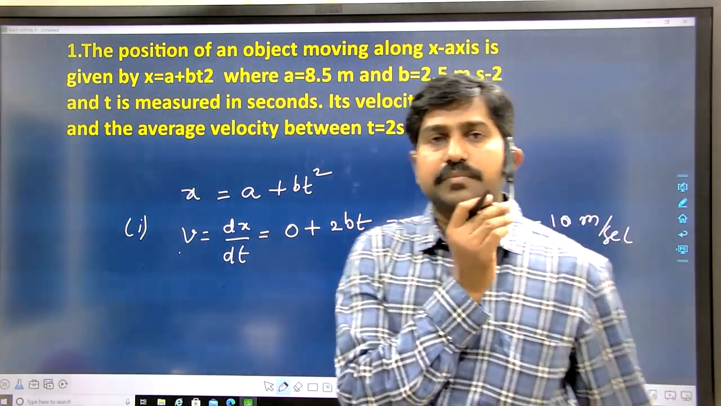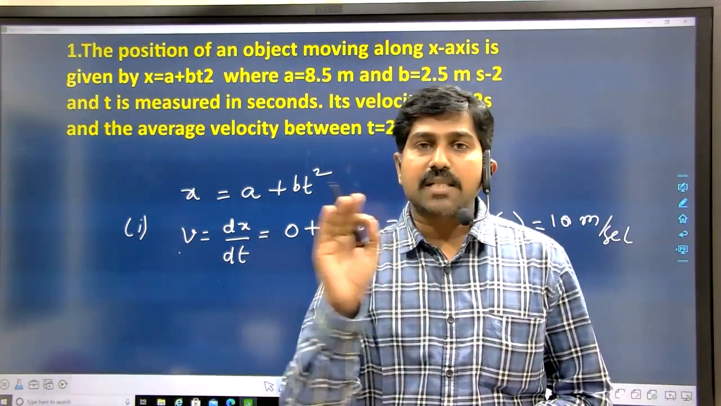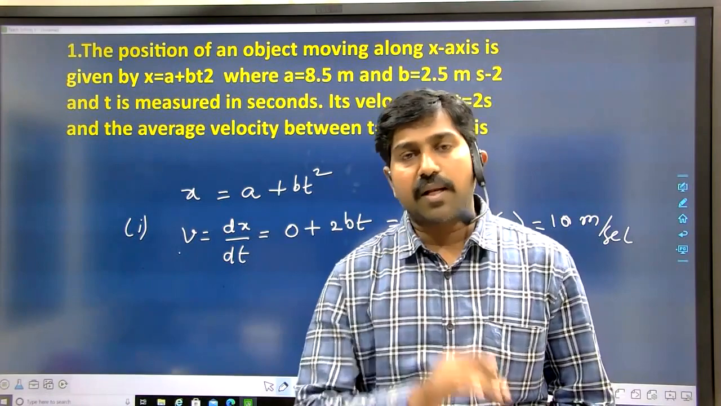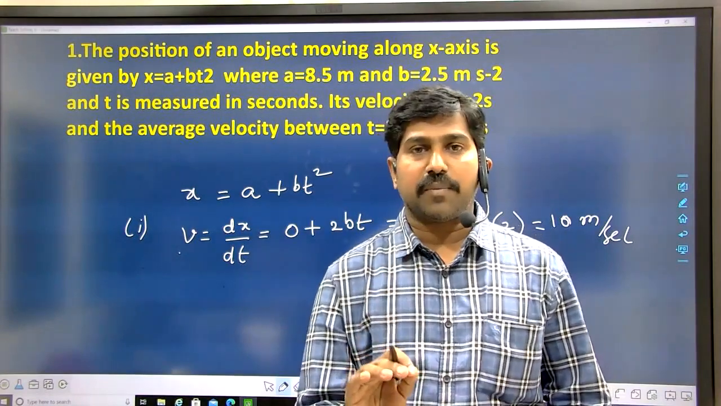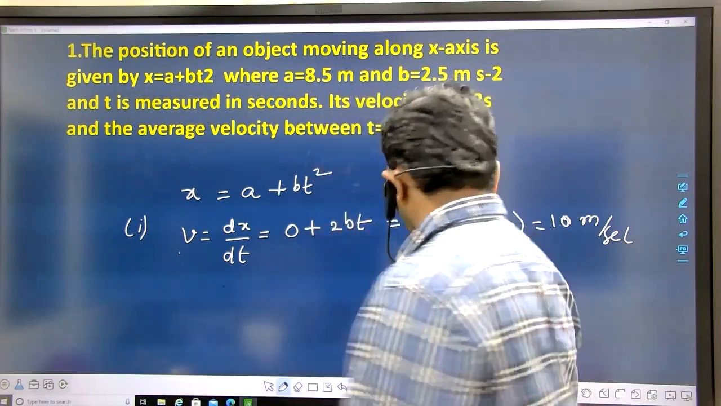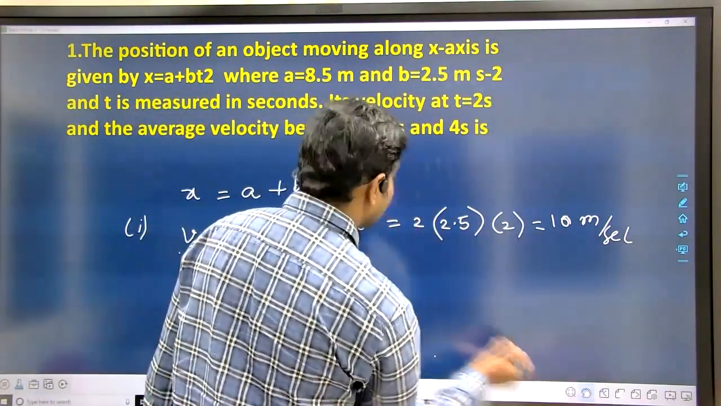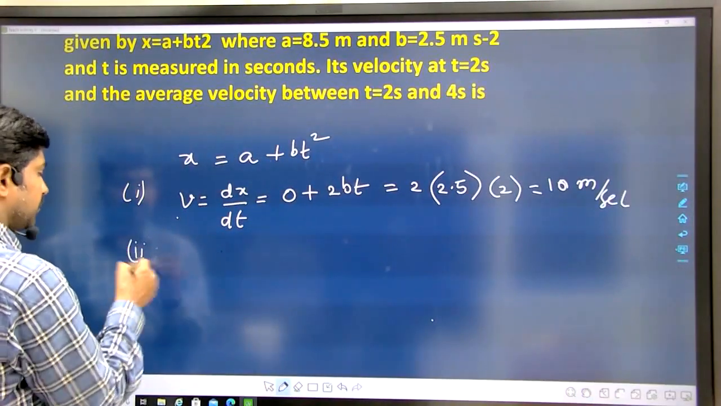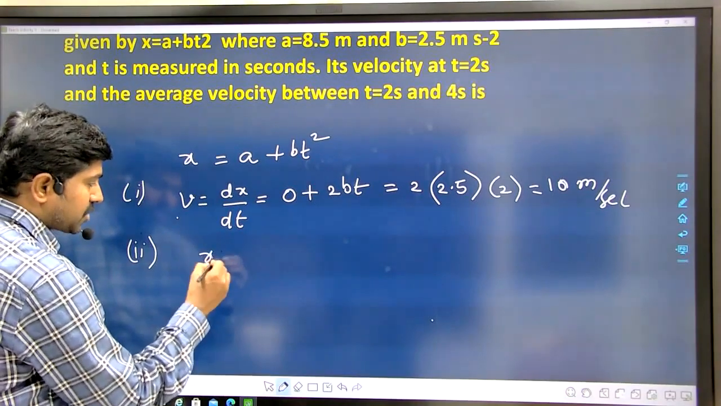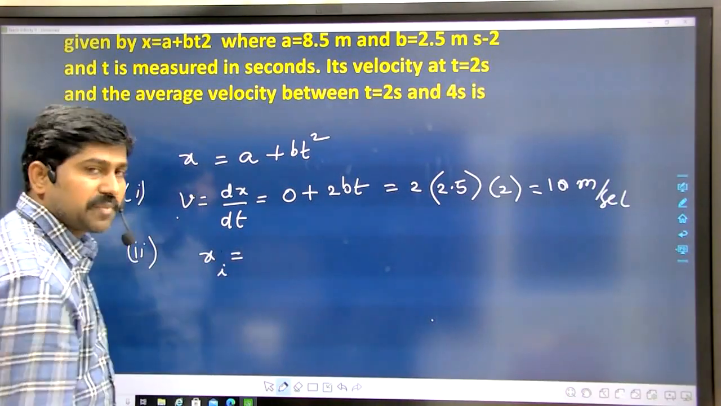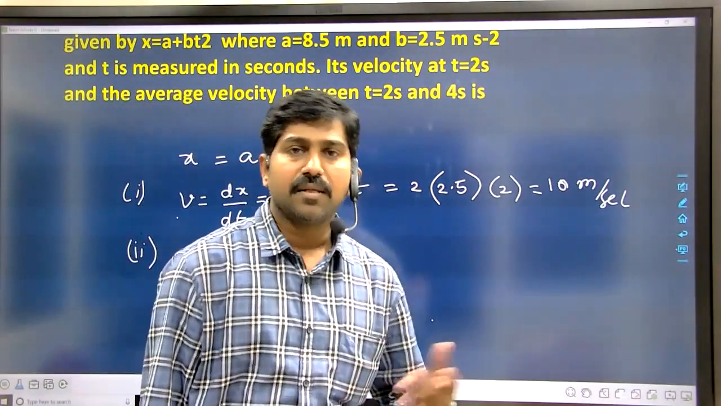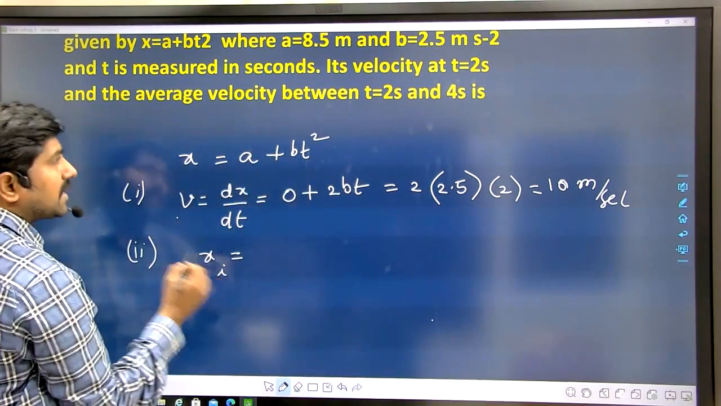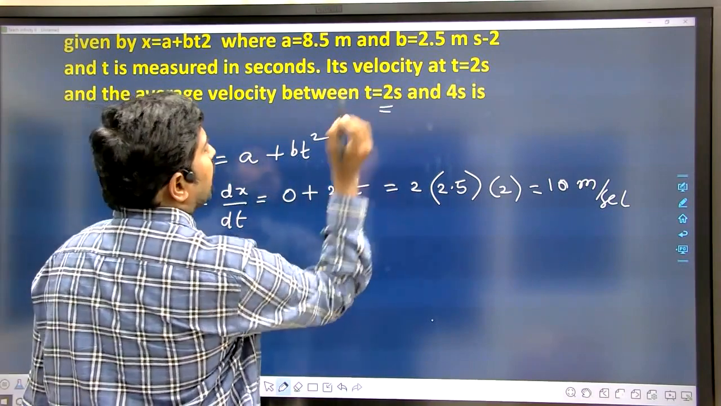Average velocity means it is nothing but total displacement by total time. Generally velocity means displacement by time, and average velocity in the sense, total displacement by total time you have to write. See, first you try to calculate the initial position. Displacement is nothing but final position minus initial position. For position we have the equation. Initial position means from 2 seconds you have to take.